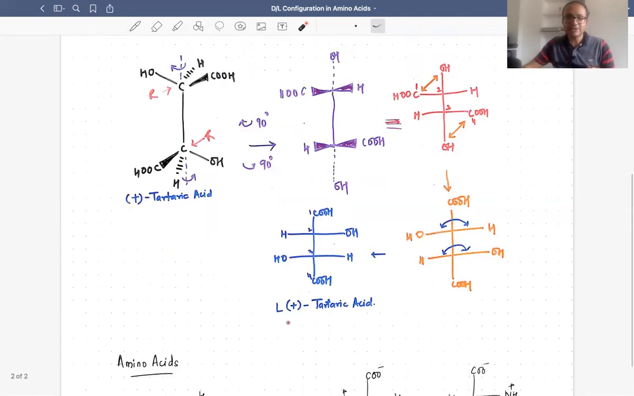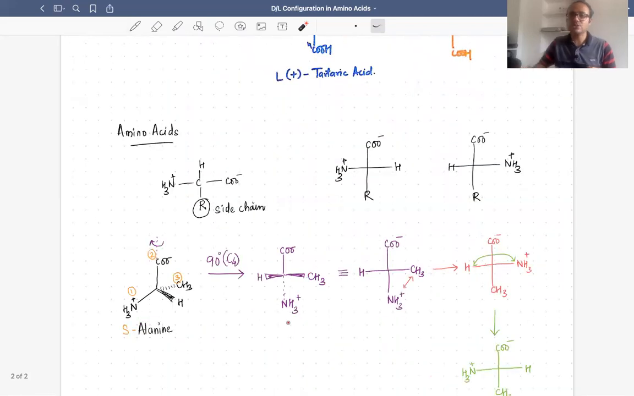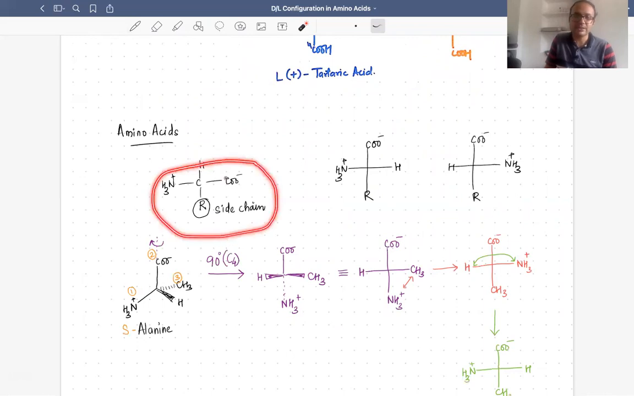Finally, I would like to give you a brief idea about how it is used in amino acids. So if you look at the structure of the amino acid, all of you know pretty much easily the kind of structure.